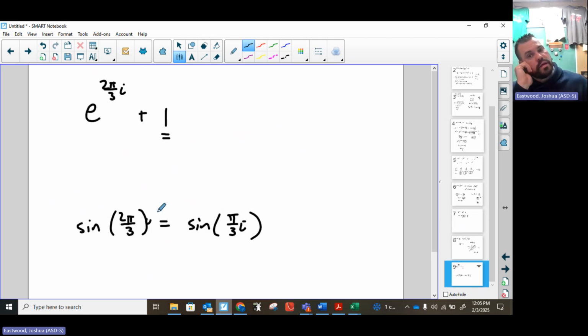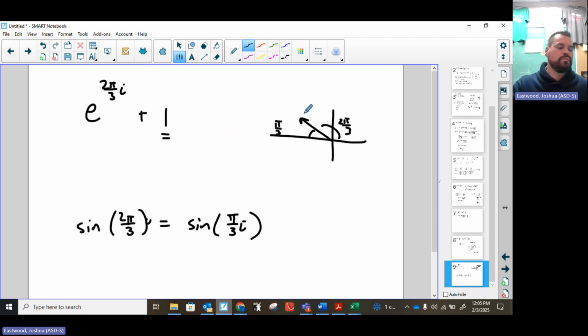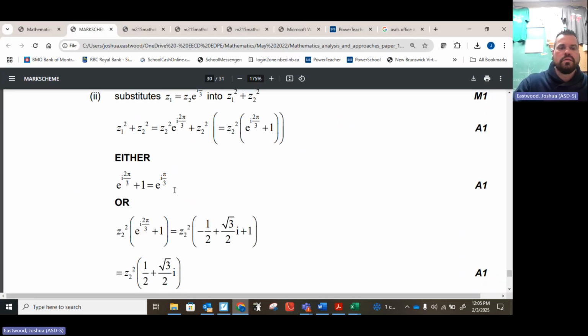But the other way of looking at it is this: if you have 2 pi over 3, which is here, then this is just pi over 3 here. And so you're going to end up down here if you add pi over 3 to it. So either way, geometrically or that way, it makes sense that that is equivalent.